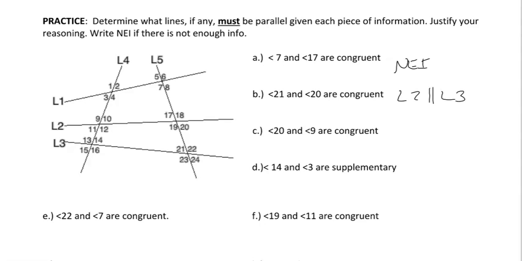Okay, next one. 20 and 9 are congruent. Here is 20, and 9 is over here. So that's talking about this intersection and this intersection, which must be that line, and here is the transversal. If you ignore everything else, those seem to be alternate exterior angles. What do alternate exterior angles need to be? Congruent for the lines to be parallel, and this says that they are congruent. So that means that L4 and L5 must be parallel.